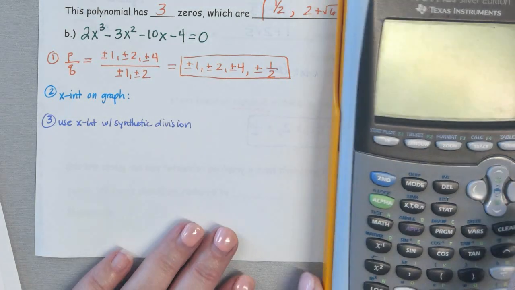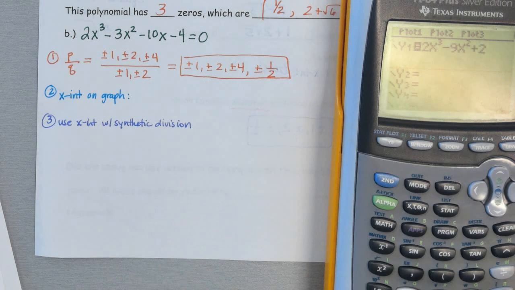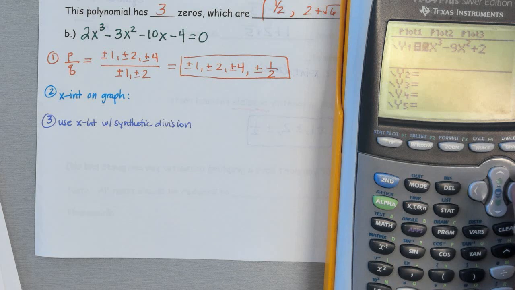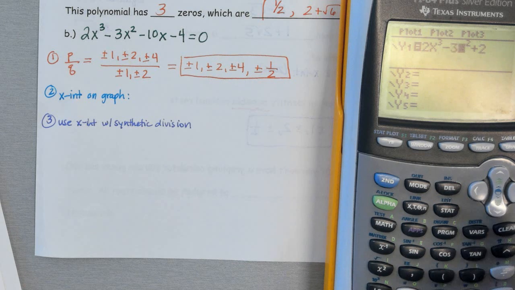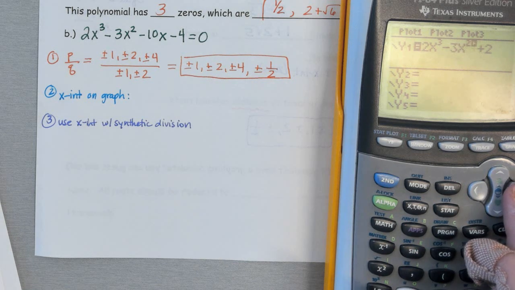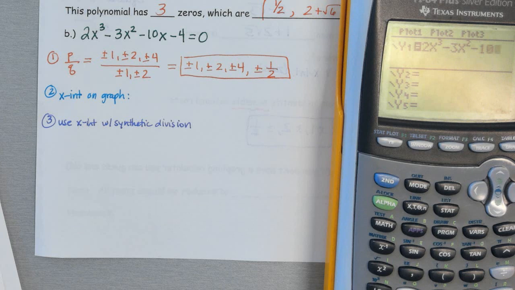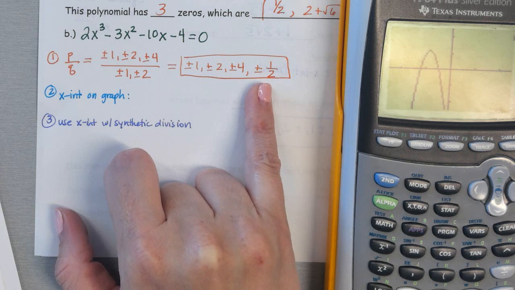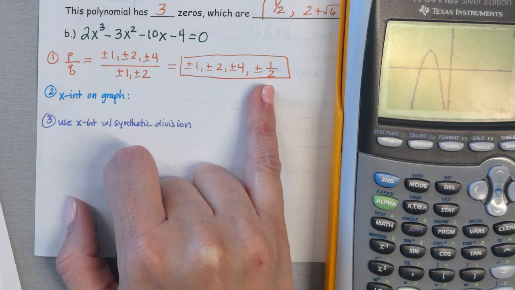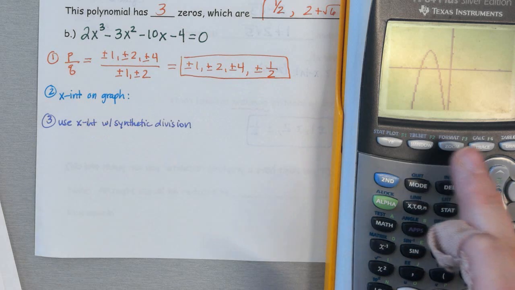So what we're going to do is we're going to take that list, and then when we graph this, we're going to be looking to see which one of these on the list corresponds to an x-intercept value. So minus 10x minus 4. And if it is the fraction value, oh, I was going to say this can be a little bit hard to see, but remember I zoomed in on the last one.